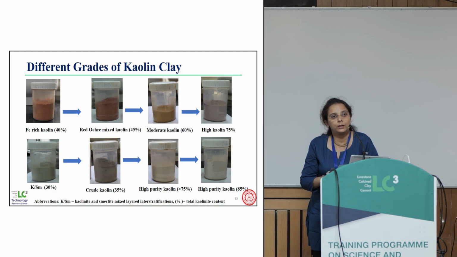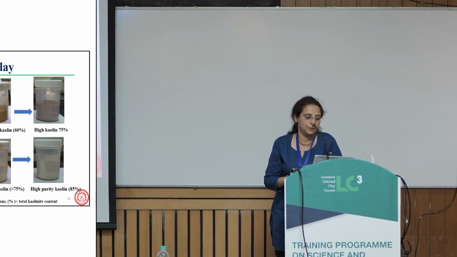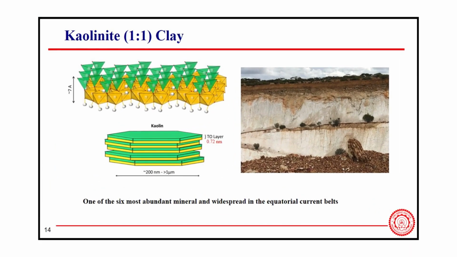Sometimes we have kaolinite and smectite layers, which is the intermediate process in the formation of smectite clay. So these clays having layers of smectite in the kaolinite can also be used in the formation of NC3. So this is the kaolinite structure. I am not going to discuss the structure of kaolinite.